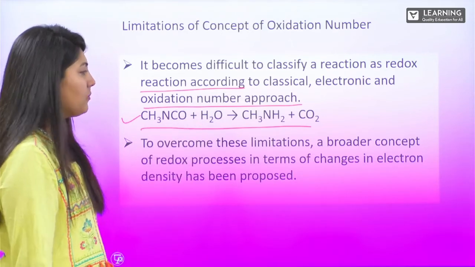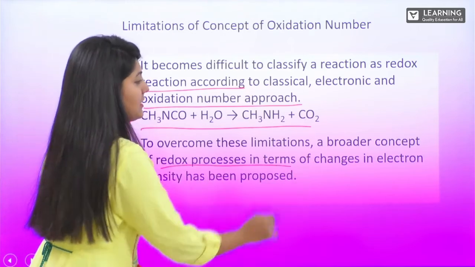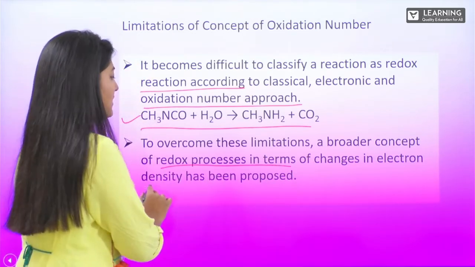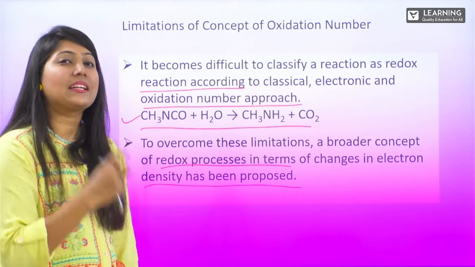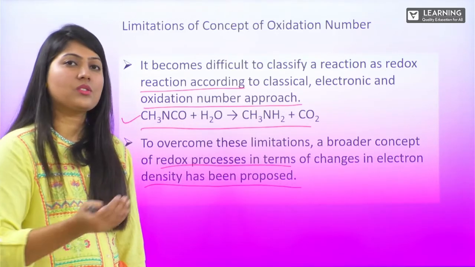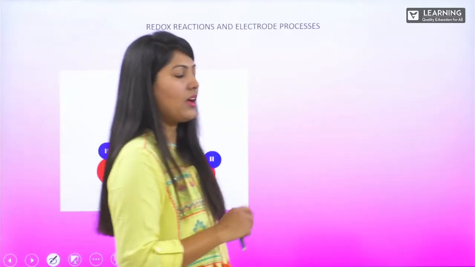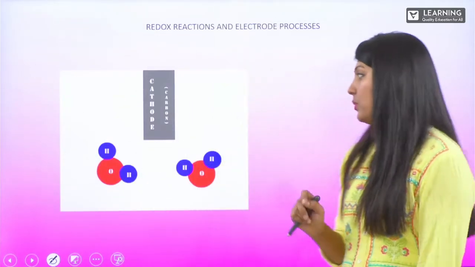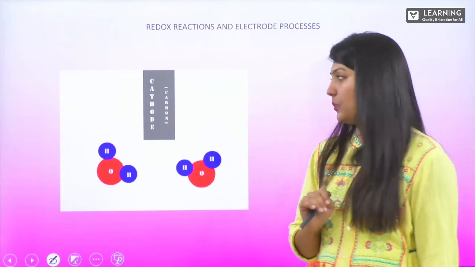To overcome these limitations, a broader concept of redox process in terms of change in electron density has been proposed. So we'll check with the electron density and then determine whether it is a redox reaction or not. Next, redox reaction and electrode process. What is an electrode process, we need to know.